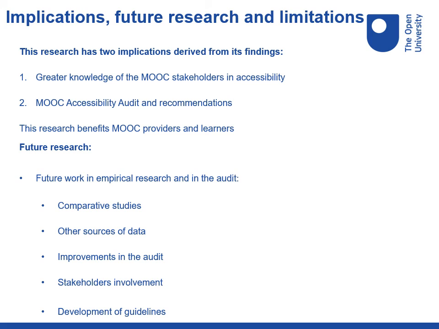We need to consider in the future, in empirical research, including more comparative studies from different types of learners and other sources of data. We have to consider richer sources, for example, learning analytics or surveys. The audit needs to be improved and probably simplified. It's quite a long audit, but it helps with lots of information and pointers. The involvement of stakeholders in accessibility, so how these results can actually be helpful for them, and development of future guidelines to check the accessibility at design time.